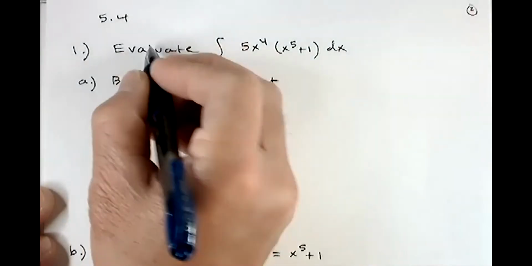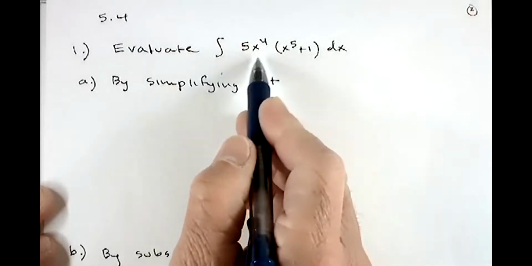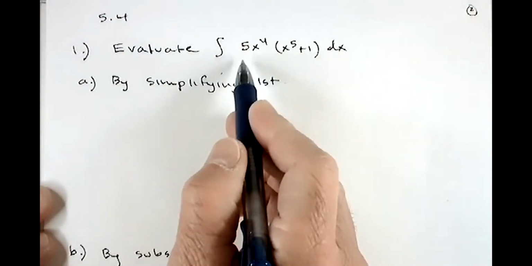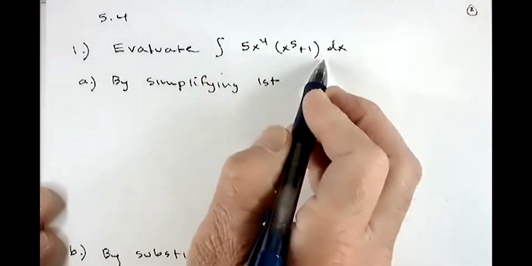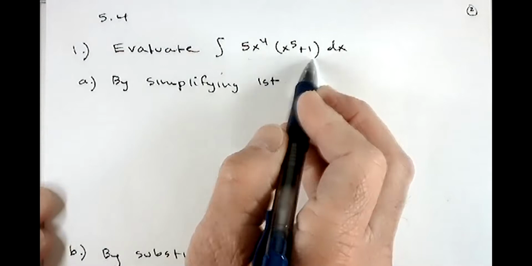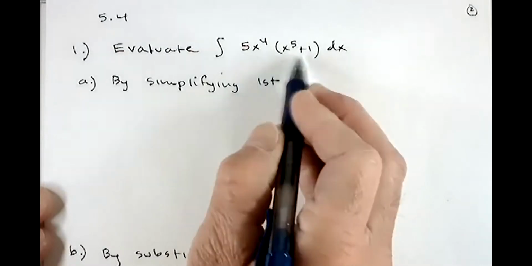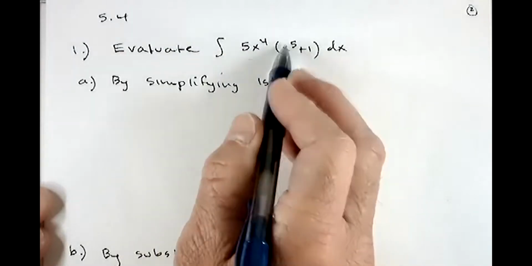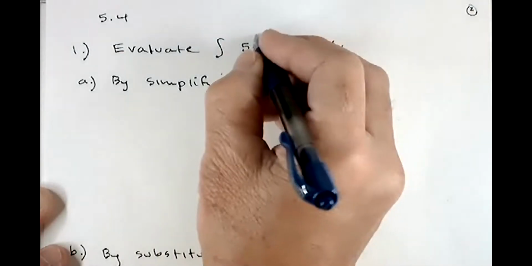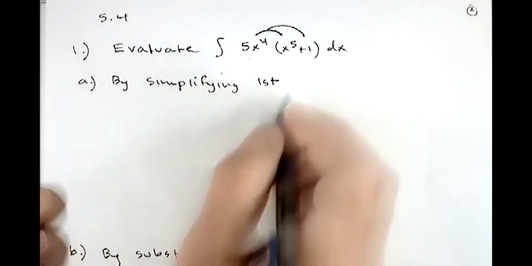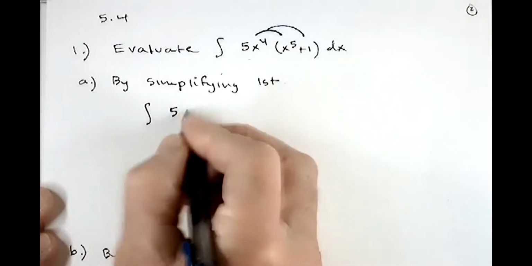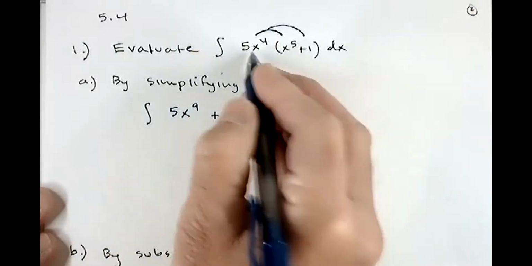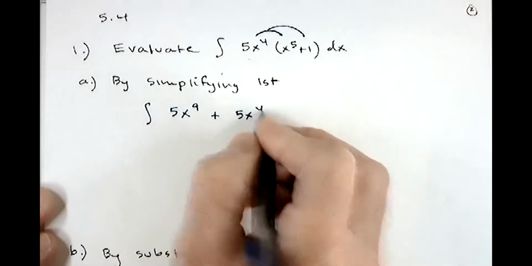So what I want to show you first is how this works. Let's first evaluate this integral as if we didn't know what substitution was. Even when you do learn what substitution is, we know that when we have a product of two functions, we can't just find the antiderivative of each and multiply them. But what we could do is distribute this, by simplifying it first. That would be 5x to the 9th plus 5x to the 4th.